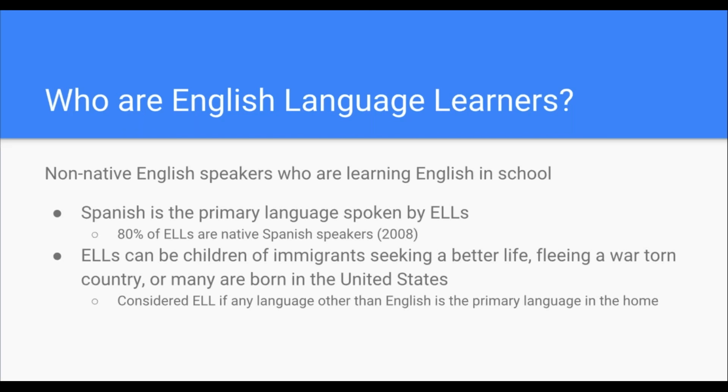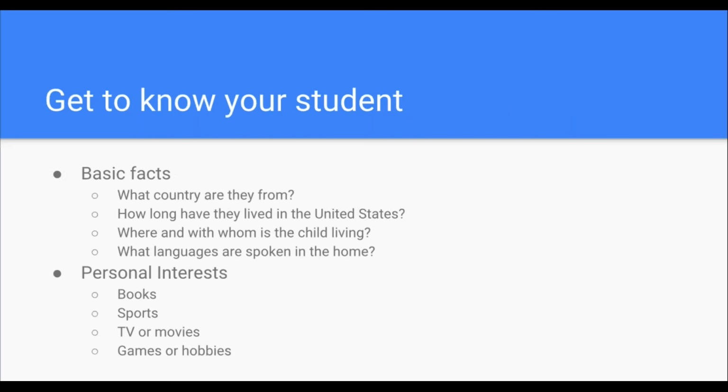One of the biggest things and the best things that you can do when working with an English language learner is to get to know them. So understanding their background knowledge is key to offering them support in their education. So you obviously would like to know some of their basic facts, such as where they're from, how long they've lived here, what their primary language is.